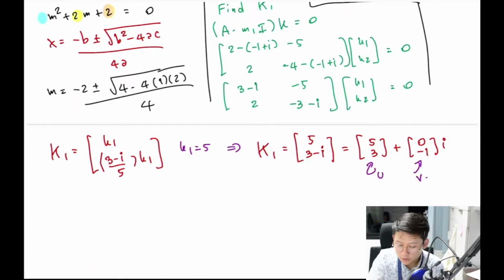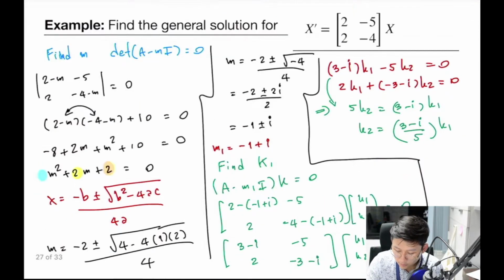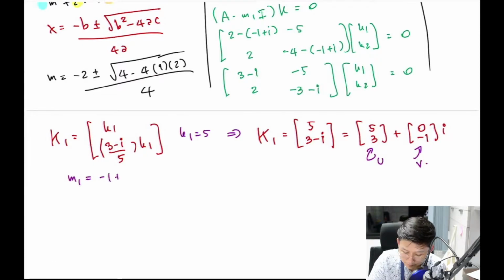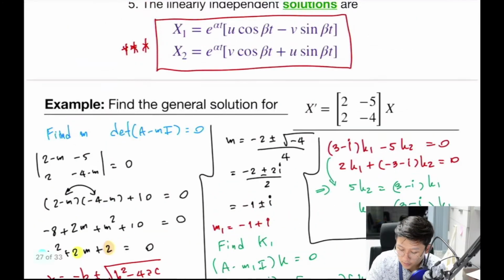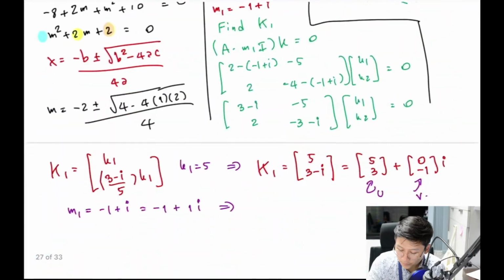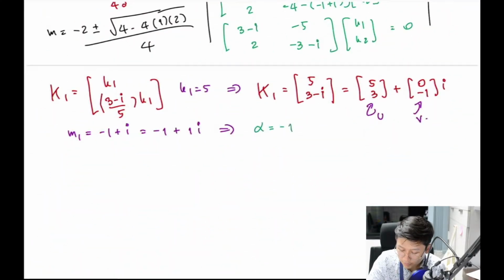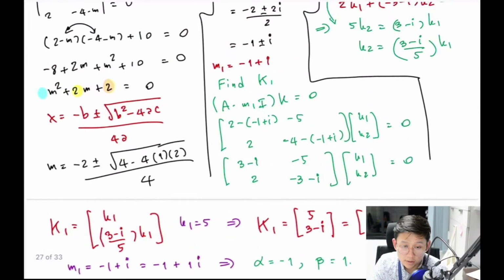Okay, so let me remind you, our m1 is minus 1 plus i, which means that it is actually the same as minus 1 plus 1i, right? Which means that the alpha is minus 1 and beta is 1. Okay, so we can get the solution using the formula.